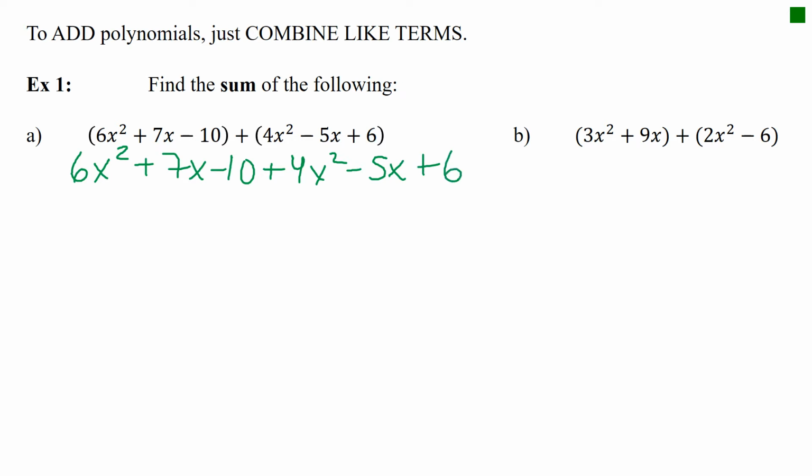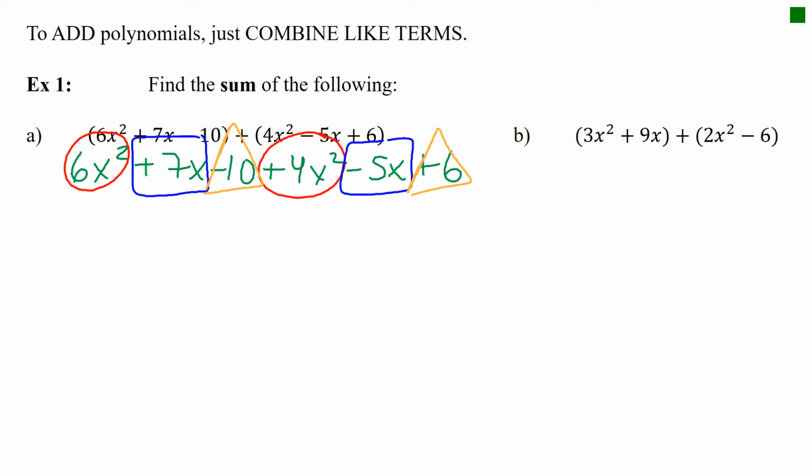Directions were to just combine like terms. So circling the first thing I see, 6x squared. Remember, like terms need to have the same variable and the same exponent. So 6x squared will combine with a positive 4x squared. Then the next thing you have is positive 7x, which will combine with minus 5x. And then you have minus 10 that will combine with the other constant, plus 6. So when you show your final answers, variables first in alphabetical order, highest exponent to lowest exponent.